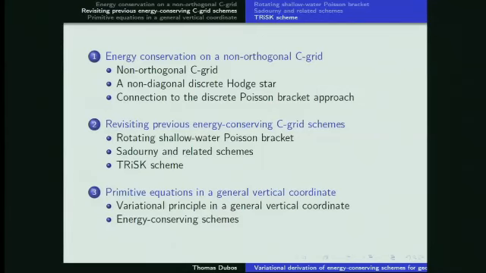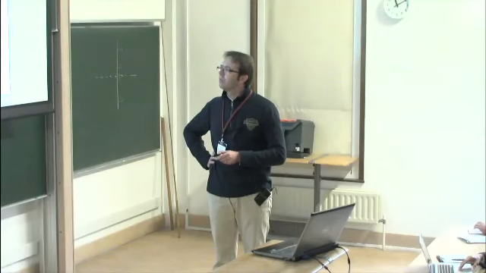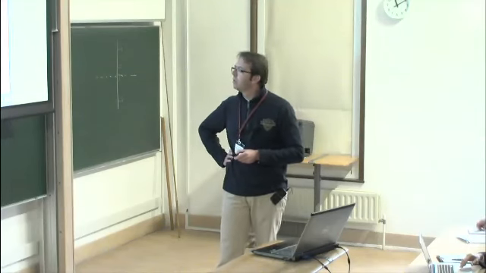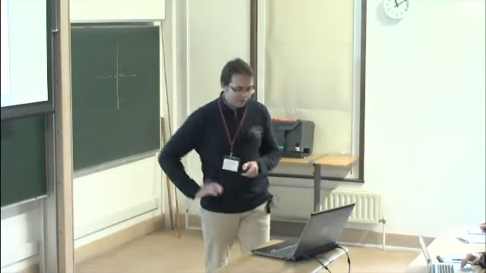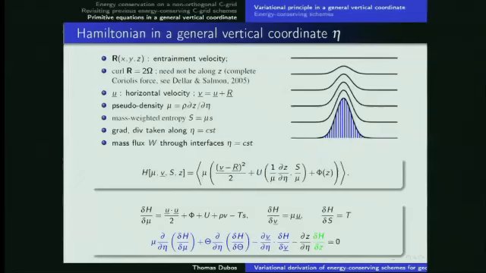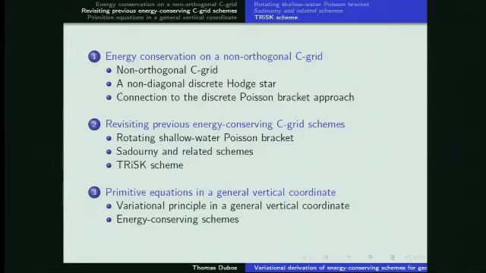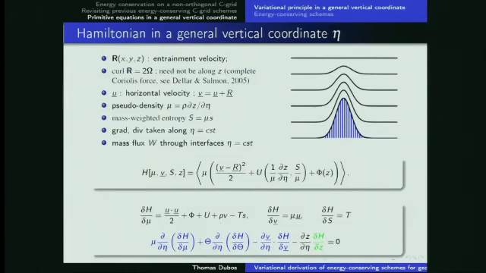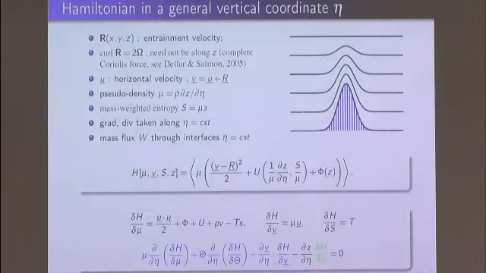Now I have 3 minutes to generalize all these to 3D primitive equations in a general vertical coordinate. So at first I will write a variational principle in a general vertical coordinate and examine what it takes to have an energy-conserving scheme. So that's my general vertical coordinate. So that's a surface eta equals constant.